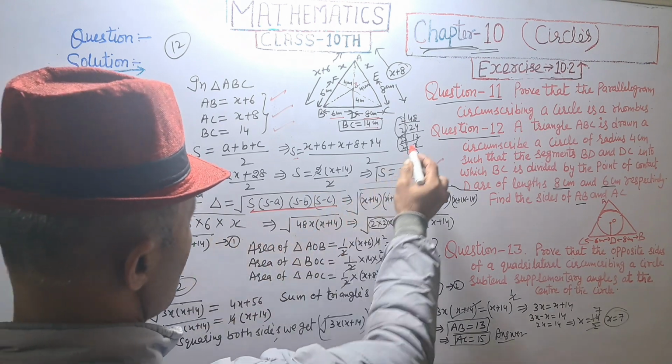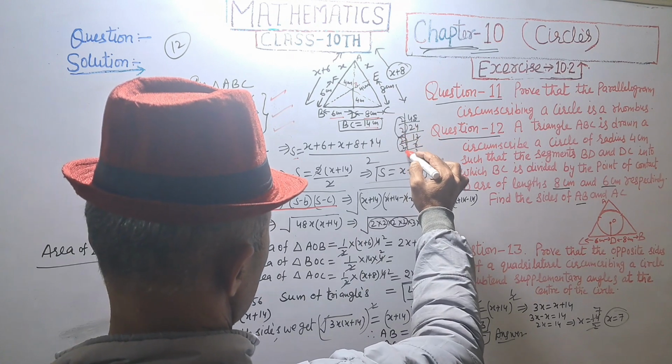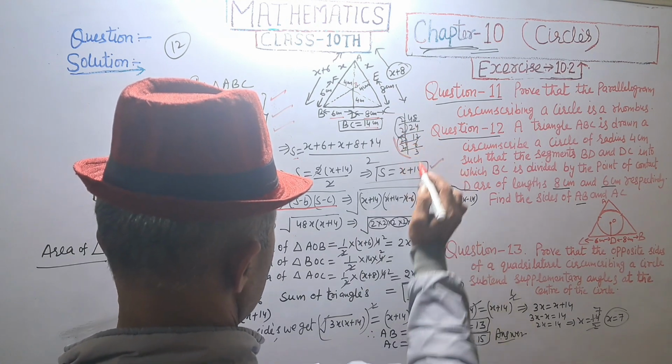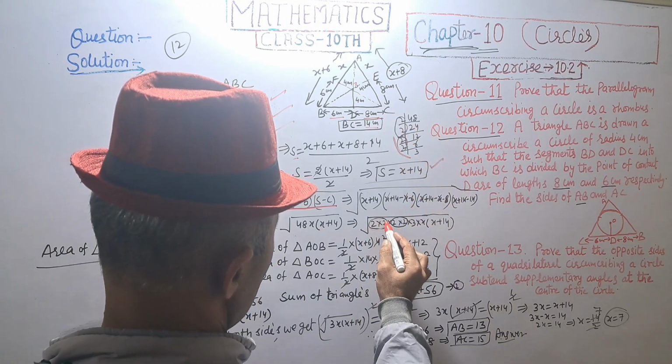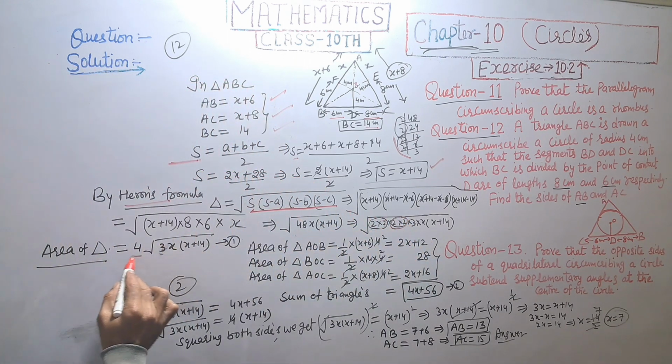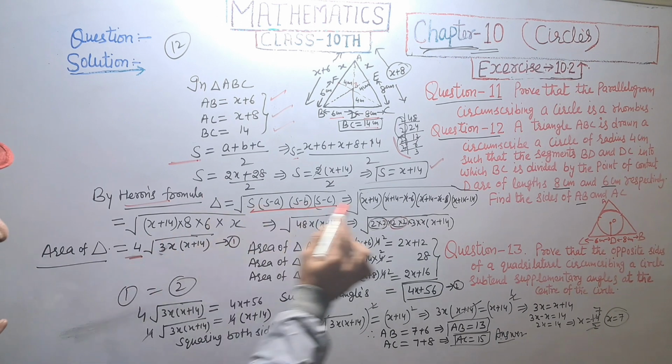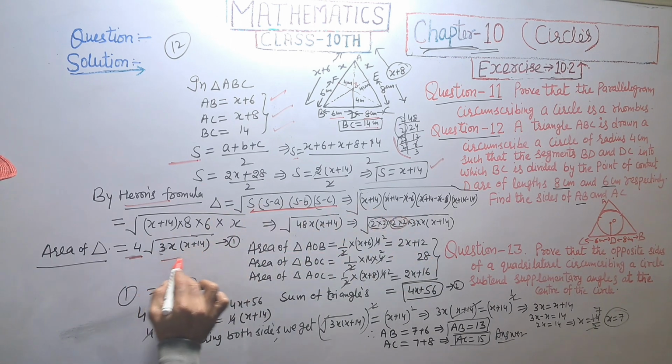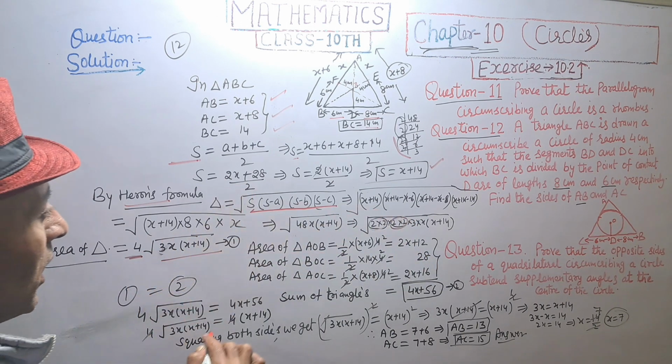And the prime factorization of 48 is 2 into 2 into 2 into 2 into 3. We take 2 into 2 common. 2 2s are 4, and in the bracket 3x into x plus 14. It's equation number first.